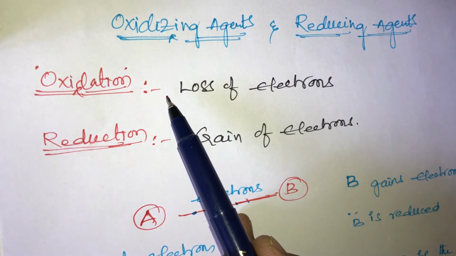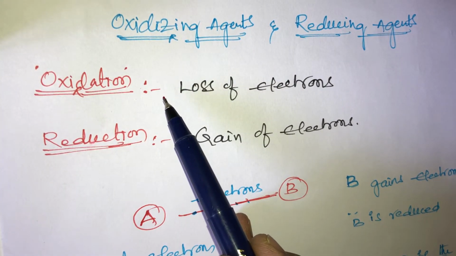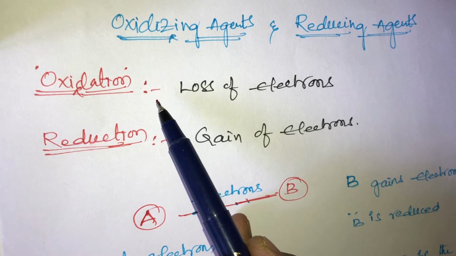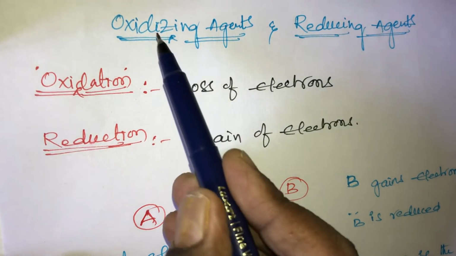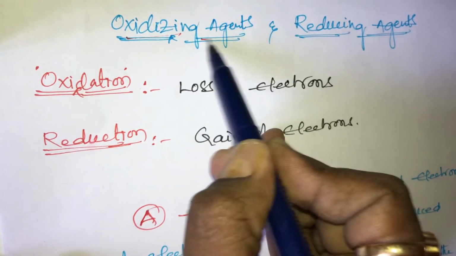Hello students, now a very important topic: oxidizing agents and reducing agents. What is an oxidizing agent and a reducing agent? How do we identify oxidizing agents and reducing agents?